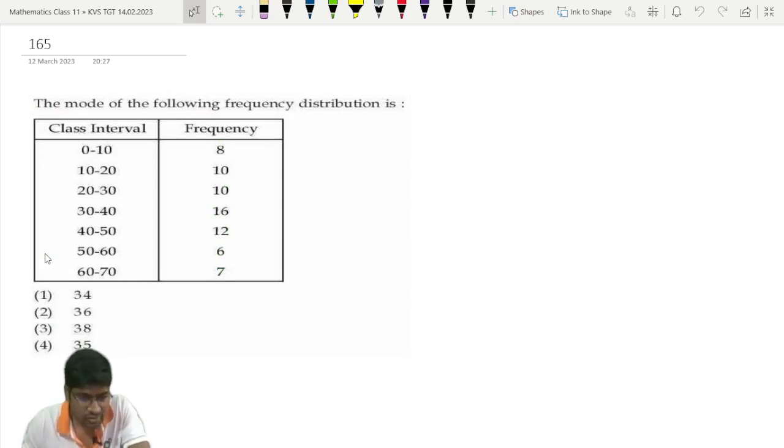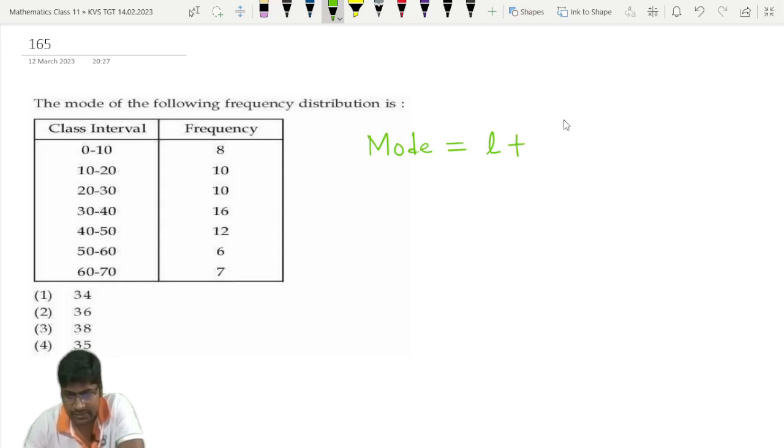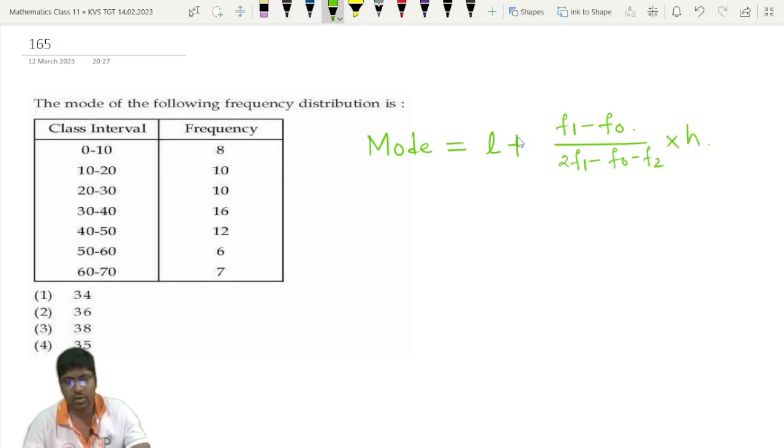Next, question number 165: the mode of the following frequency distribution is what? For a grouped frequency distribution, what is the formula for finding mode? That is important, you have to remember. Mode will be equal to L plus (F1 minus F0) divided by (2F1 minus F0 minus F2), into H. That is the formula for finding mode.